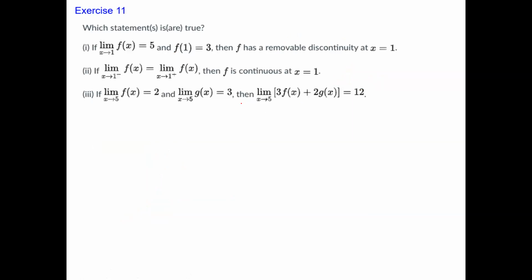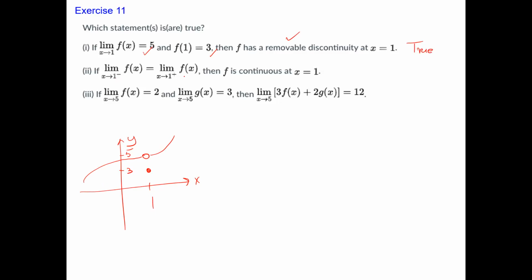Exercise number 11. If the limit as x approaches 1 of f of x is 5 and the value is 3, then the function has a removable discontinuity at 1. Of course. At 1, the value is 3 and the limit is 5. Yes, it is a removable discontinuity.